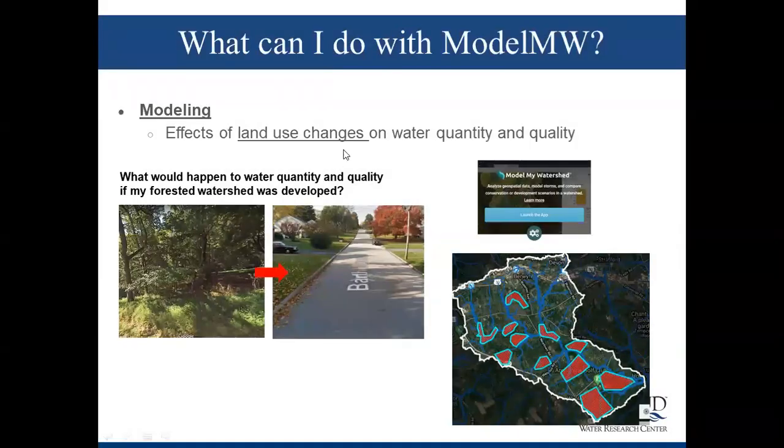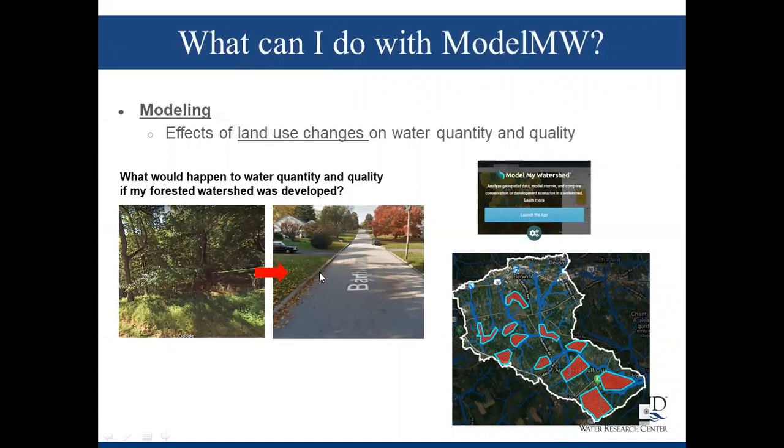And then another more sophisticated function of Model My Watershed is the actual modeling options, which allow you to change the land uses that are currently on the landscape and then see how those changes will affect water quantity and quality. So for instance, what would happen to water quantity and quality if my forested watershed was developed? So we have forest moving to a low density developed area, and it'll give you the actual changes in water quality and quantity that would be associated with that.